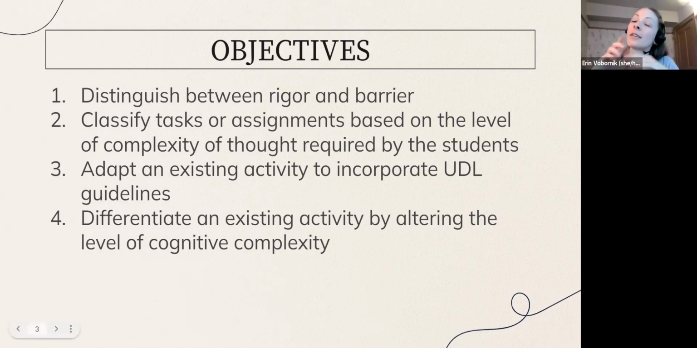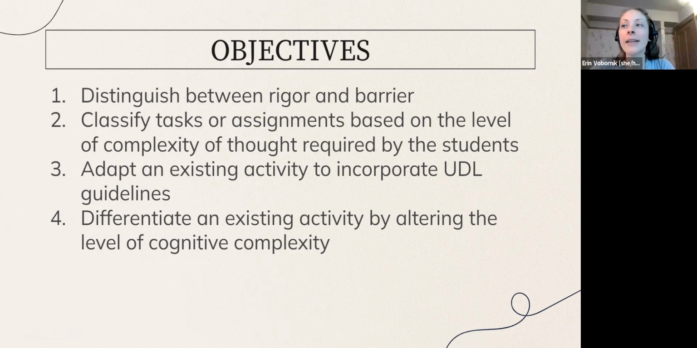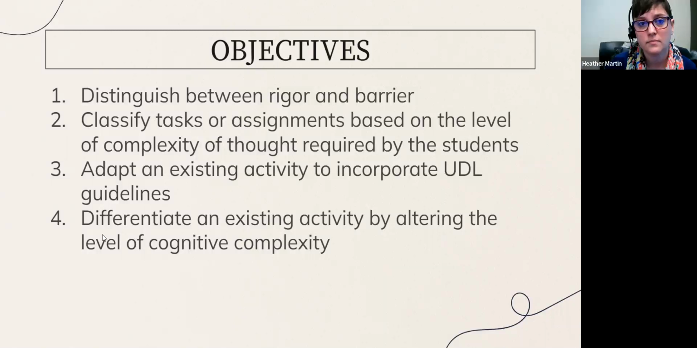So our objectives are first to distinguish between rigor and a barrier. Secondly, to classify tasks or assignments based on the level of complexity of thought required by the students. Third, to adapt an existing activity to incorporate UDL guidelines. And lastly, to differentiate an existing activity by altering the level of cognitive complexity.